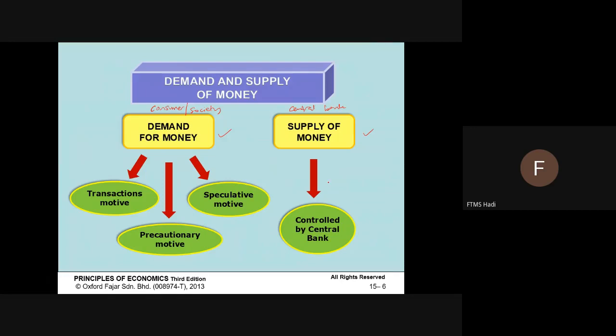Okay, we're talking about supply of money first. It is controlled by the central bank. That means they are the only authorities allowed to issue paper money, not only RM1, but probably RM5, RM10, and so on. So that is the supply of money. But from the consumer or society perspective, the demand for money, they need money because of three motives. The first one is the transaction motive, whereby they use money for buying and selling any goods and services.